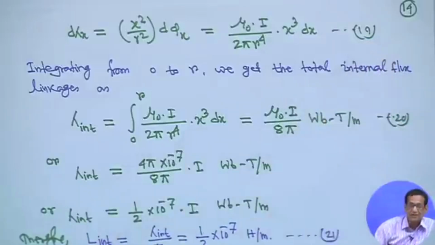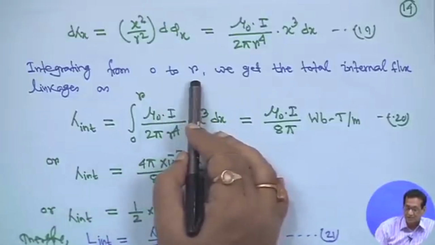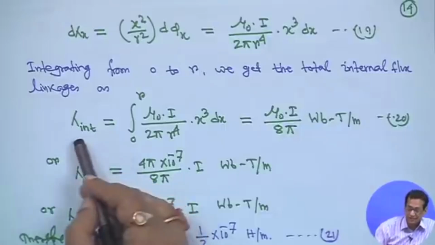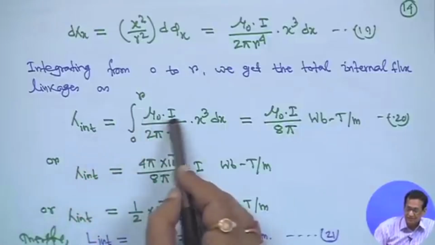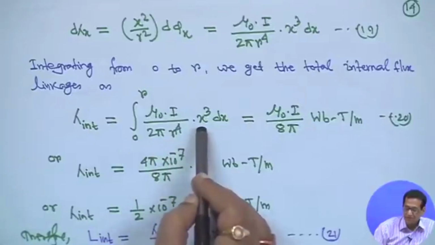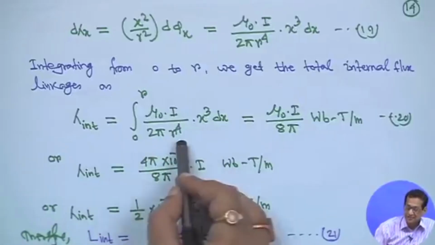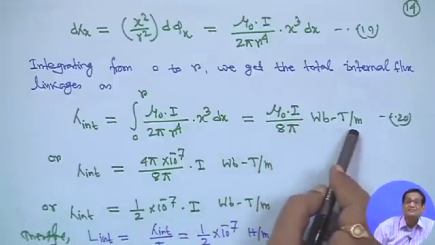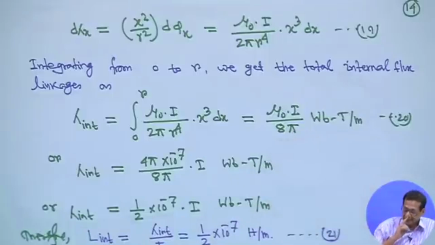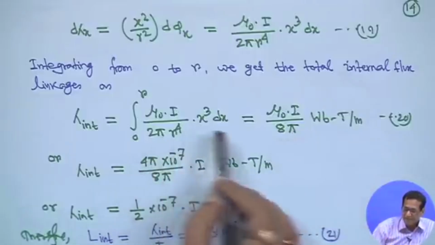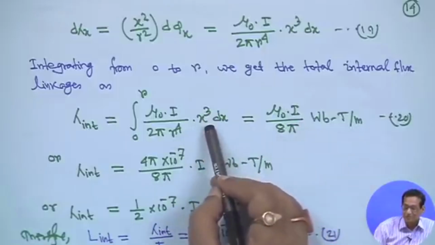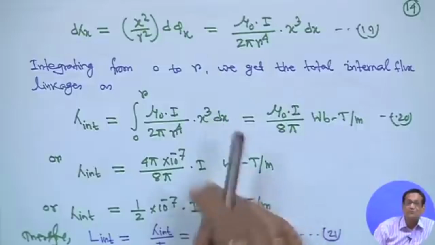Now, as the conductor radius is r, integrate from 0 to r, then you will get the total internal flux linkages. So, λ internal is equal to the integral from 0 to r of μ0 I upon 2π r⁴ into x³ dx. After integrating, this will be μ0 I upon 8π Weber turns per meter. You will find that it is independent of r, because it comes to r⁴ upon 4, so r⁴ will cancel.